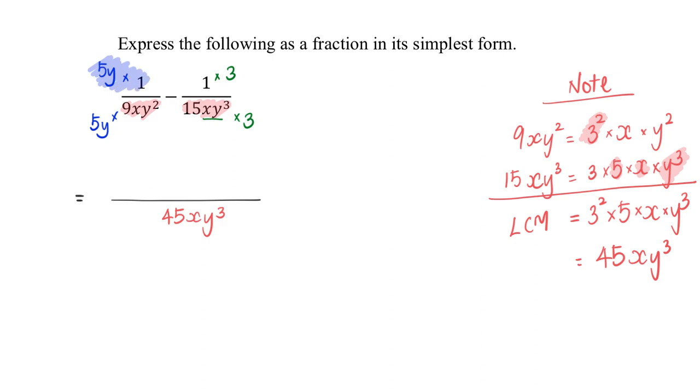1 times 5y will be 5y minus 1 times 3 is 3. And since the numerator I cannot factorize further, this will be the final answer. Alright, let's move on to the next example.